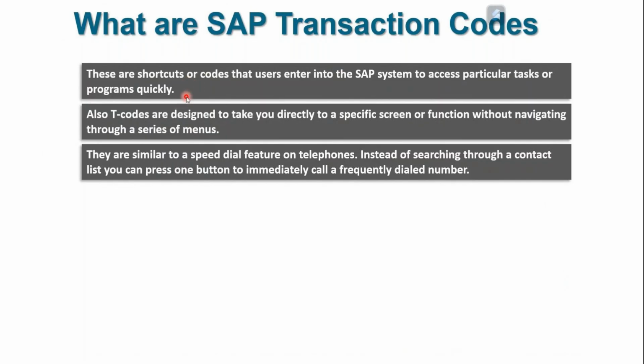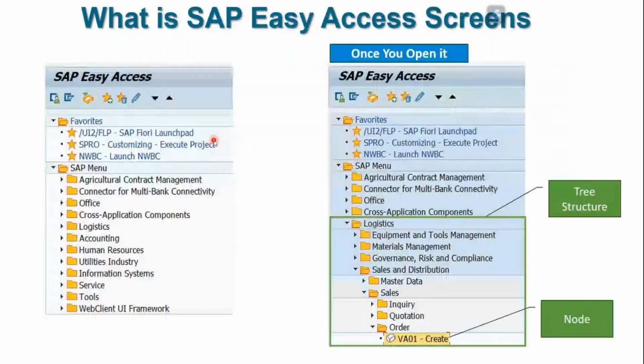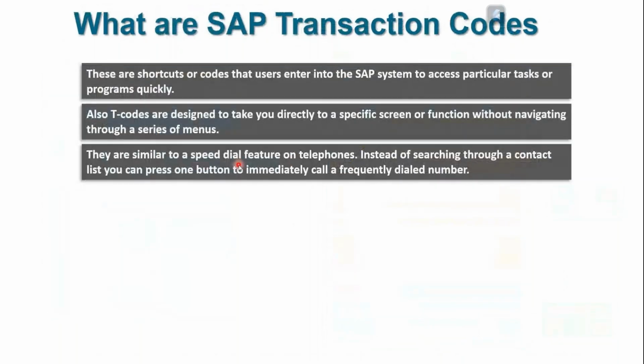Okay, so what are transaction codes? These are shortcuts or codes that users enter to access particular tasks or programs quickly. Okay, you want to do a task which is create a customer, BP; create a material, MM01; create a sales order, VA01. Anything which you want to do quickly, you can do this. And this T code takes you to that screen without navigating through a series of menus. So you are not bothered about these menus, it directly takes you to that screen.